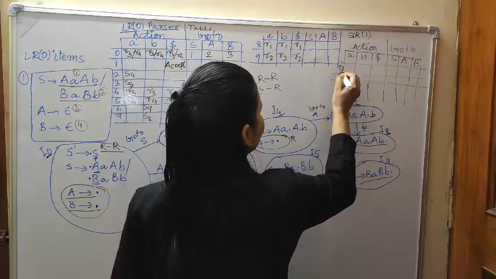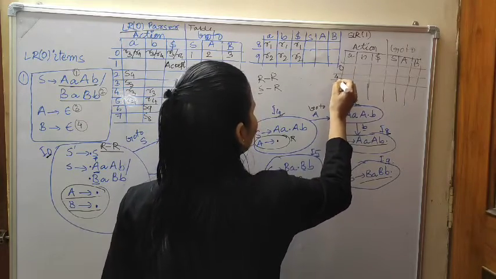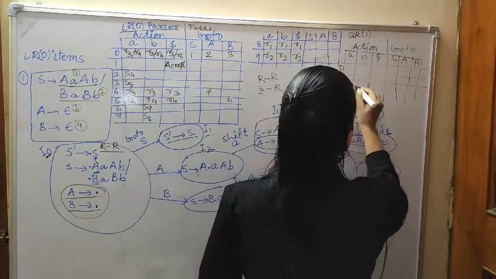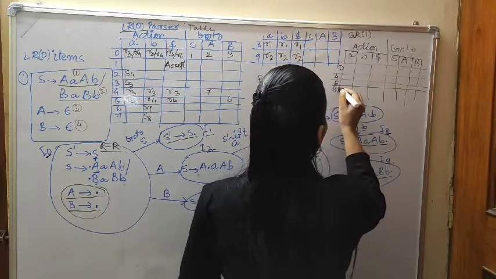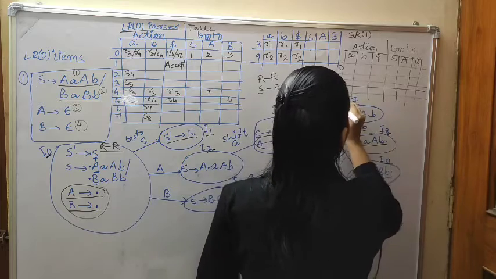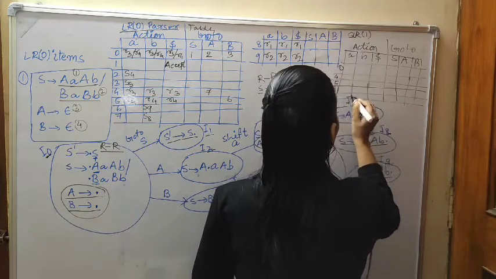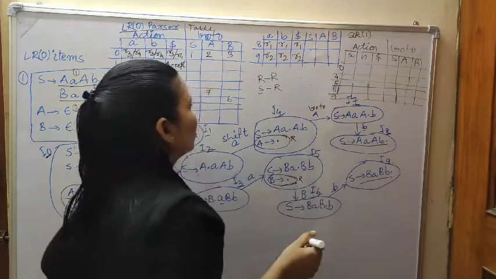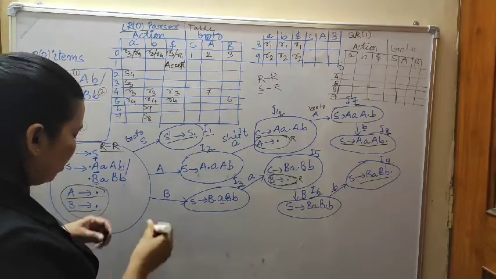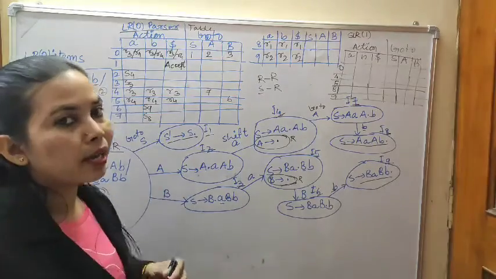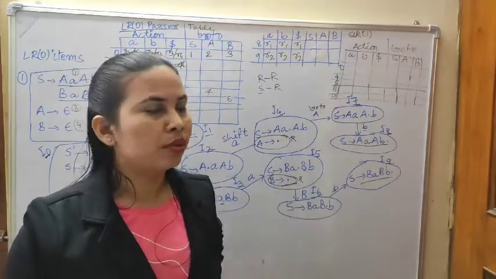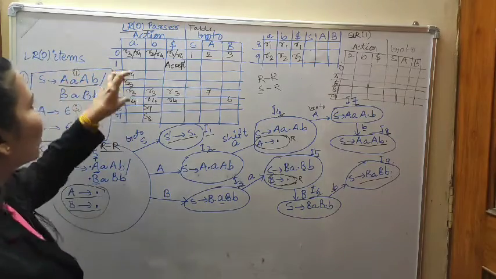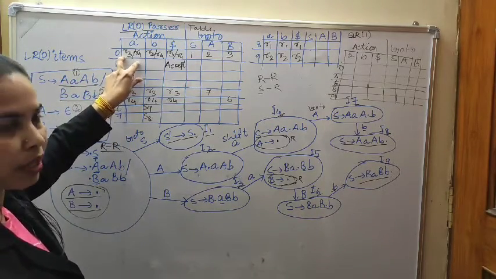0, 4th, 5th, and then 8 and 9, the 9th state. Okay, only these parts are different. Why? Because SLR1 follows the reduction part. We will check it in the reduction part. Look here, R3 and R4 are given.